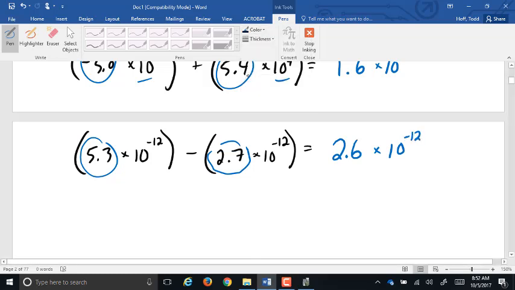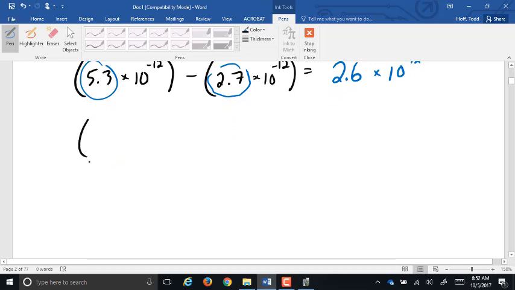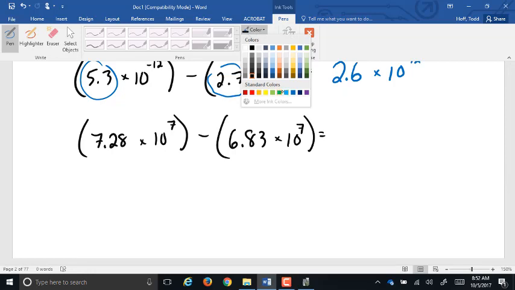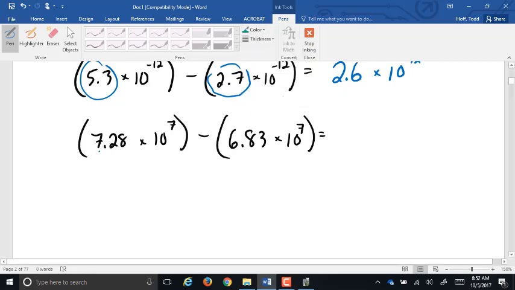The only thing that can get tricky with our subtraction is we might have things like this. 7.28 times 10 to the 7th minus 6.83 times 10 to the 7th. They have the same power of 10, so we'll go ahead and subtract. 7.28 minus 6.83 is 0.45. And we keep that same name, times 10 to the 7th.